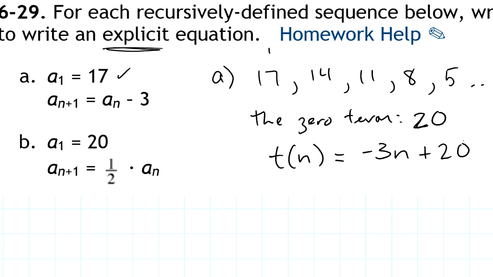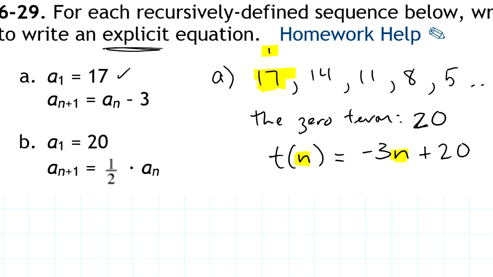So now I can verify that this is working correctly. For example, if I look at this, this is the first term in the sequence. If I put that in for n, negative 3 times 1 is negative 3. And then negative 3 plus 20 is 17. So you can see it correctly identified the value of the sequence when you gave it the term number. And it would work for any of these terms up here. So that's A. Let's do the same thing for B.